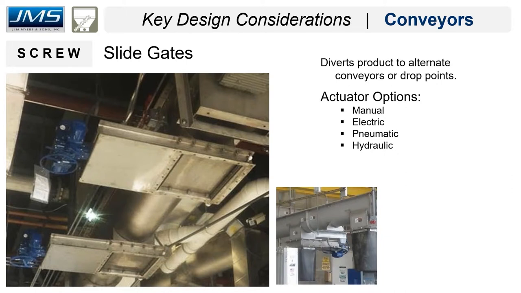JMS bio gates are key to our distribution conveyors and hoppers. They use stainless steel rollers, blade, and frame construction with UHMWPE guides and neoprene seals. Electric multi-turn actuators are standard and recommended. However, we do also utilize pneumatics and hydraulics.